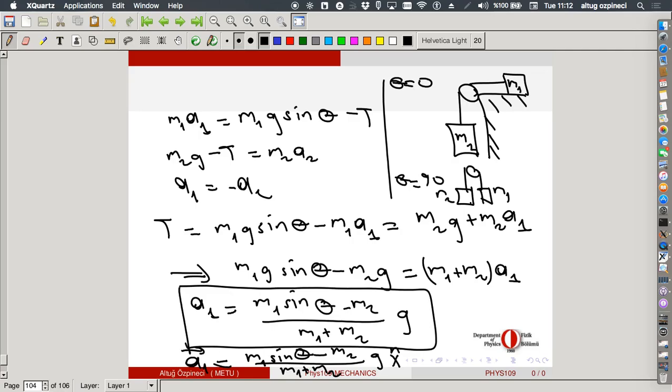Well, let's see, if theta is equal to 90, sine of 90 degrees is 1. Here we see that a1 is m1 minus m2. If m1 is larger than m2, so this mass over here is larger, it accelerates in that direction. If m1 is smaller than m2, then m2 will accelerate downward, m1 will accelerate upward, and that is what we are finding over here. So at least in these limiting cases, our result makes sense. It coincides with our expectations.